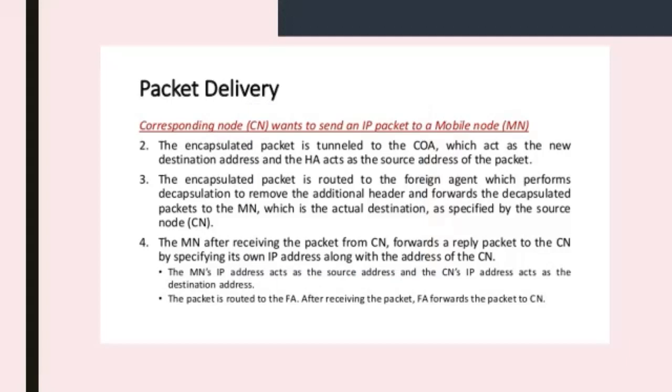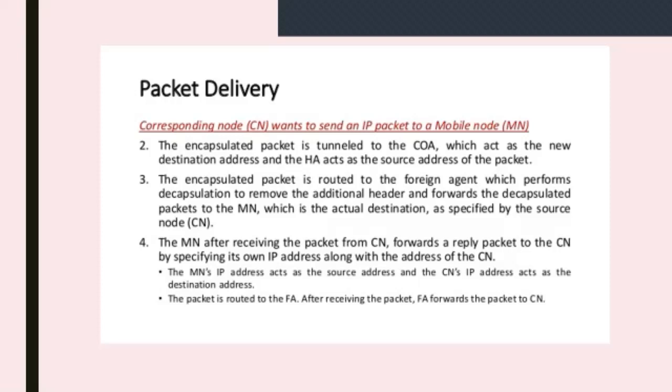So the mobile node's IP address acts as the source address and the CN's IP address acts as the destination address. The packet is routed to the foreign agent. After receiving the packet, the foreign agent forwards the packet to the corresponding node, CN.